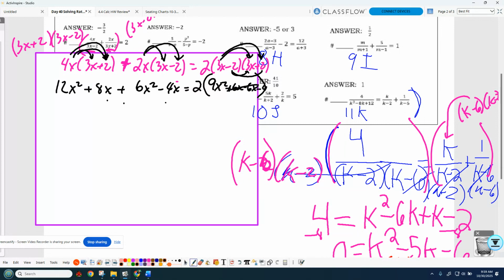So, all right, those 6x's go away, positive 6x and negative 6x. Combining some like terms, 12x squared and 6x squared, 8x minus 4x is what I get on that side. On this side, distributing the 2, 18x squared and negative 8, 2 times that, negative 4. What happens? Sorry, Dylan, yeah. Isn't 8x minus 4x positive 4x? Yes, it is.